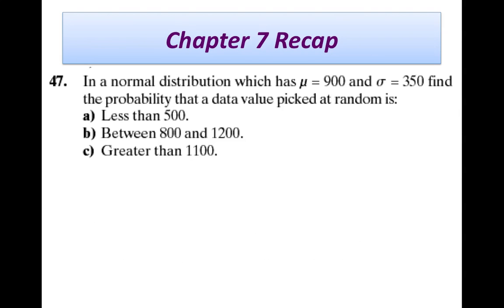Number 47. In a normal distribution which has a mean of 900 and a standard deviation of 350, find the probability. Okay, finding probability is an application of area under the bell curve, which is found with normal CDF. So for each of these, you're going to use normal CDF to find a proportion of area under the bell curve, which is its probability.